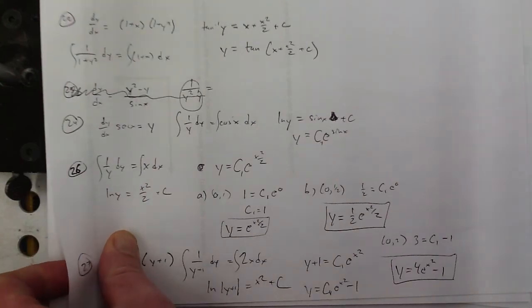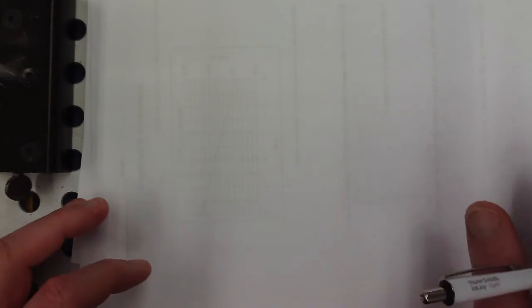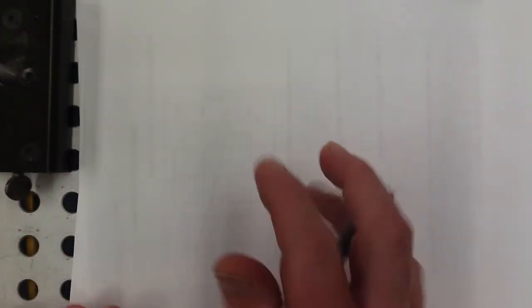Particular. And what are we on? 28? What are we going up to? 31. We're getting there. 4 more.